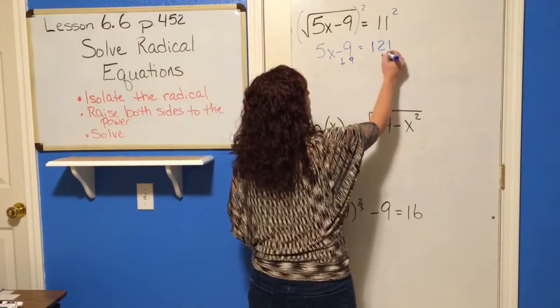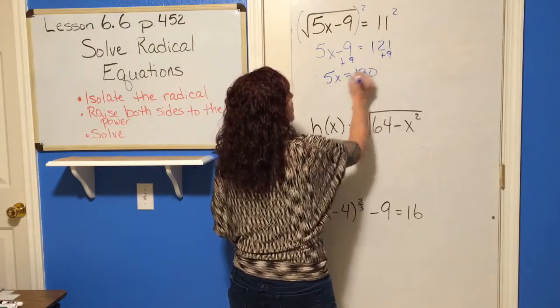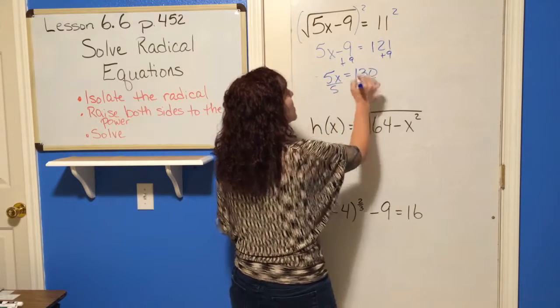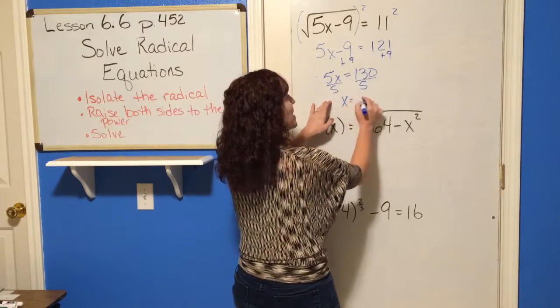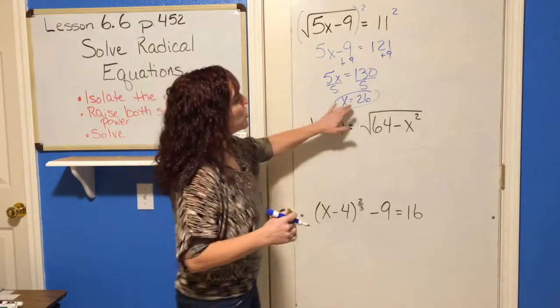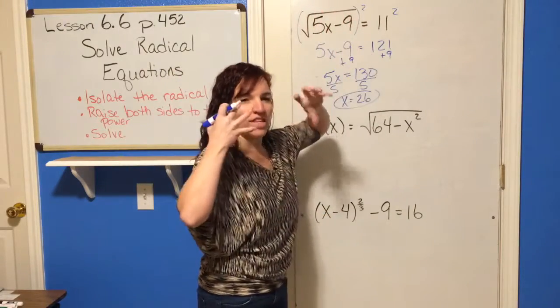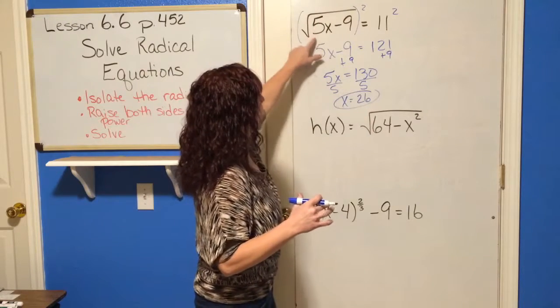Add 9 to both sides. 5x equals 130. Divide by 5. X is what? 26? Done. All right. You do need to go back in and check, just because we are dealing with square roots, so that we don't have a negative number under there somehow.